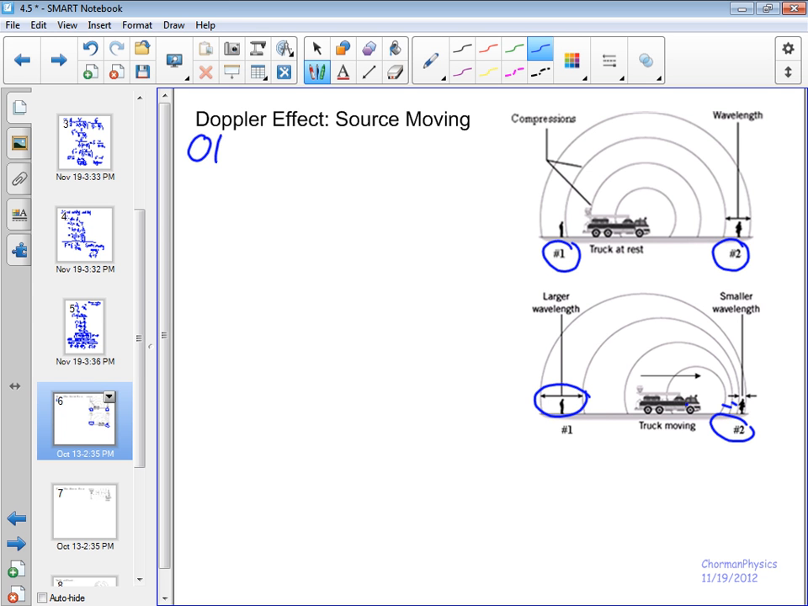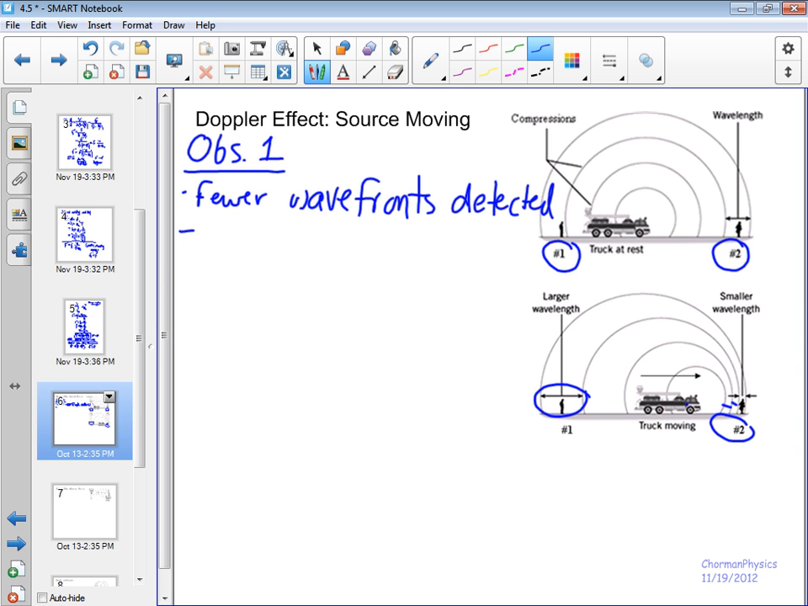So for observer 1, what is happening for them? Well, let's see here. There are fewer waves detected per second. So fewer wavefronts are detected per second. And additionally, there is going to be a lower frequency, a lower pitch in terms of the sound, and longer lambda.